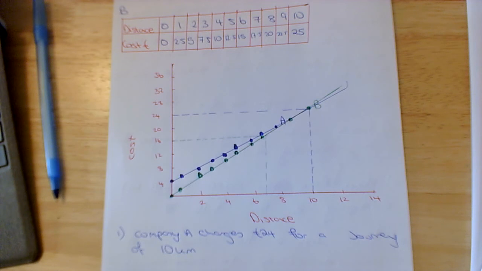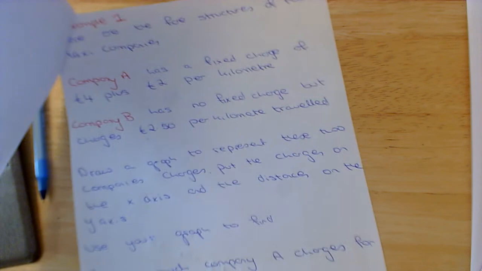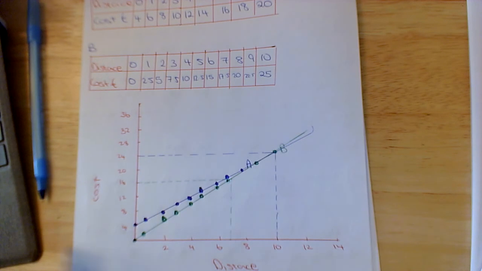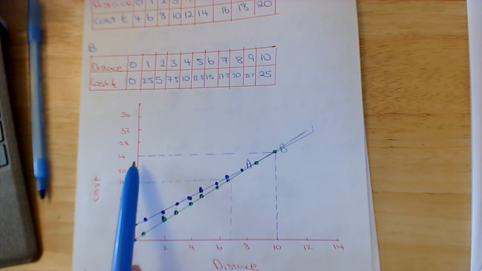My first question, the original one, asks me to find how much company A charges for a journey of 10 kilometres. Kilometres are along the bottom, and I have company A in blue. So I go to 10 kilometres along the bottom and draw a little line up until I hit my blue graph, and I go over, and I see here that they would be charged €24 if they want to travel 10 kilometres.